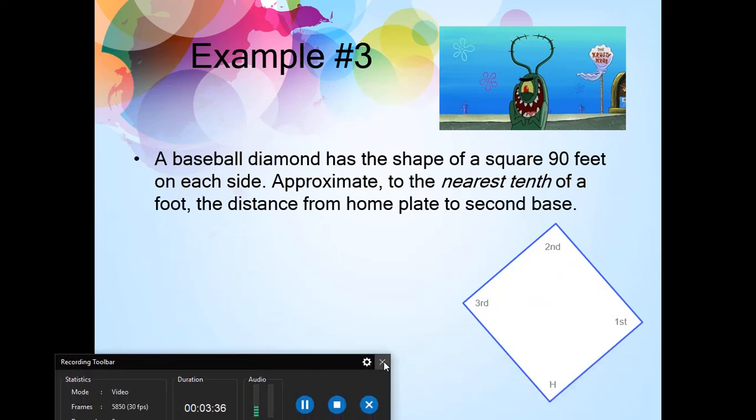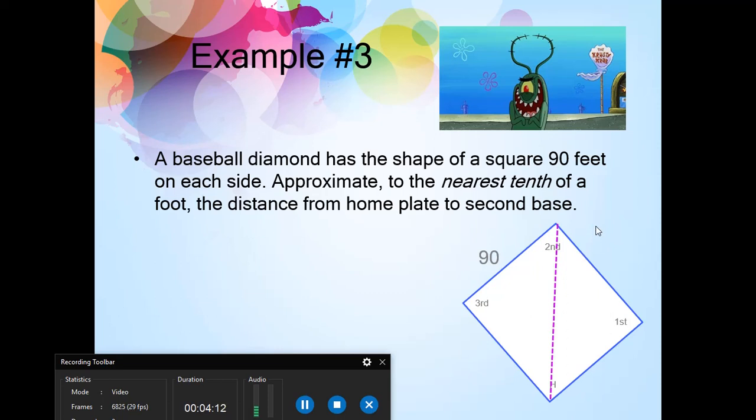In example number 3, we have a baseball diamond that's in the shape of a square, 90 feet on each side. So what I've done is I've drawn the square to represent our baseball diamond, and I've labeled home plate, first, second, and third bases. They want us to approximate to the nearest tenth of a foot the distance from home to second, so going directly across. So first, the side length, they said, is 90. And this is the distance I'm looking to calculate. So let's continue to label.